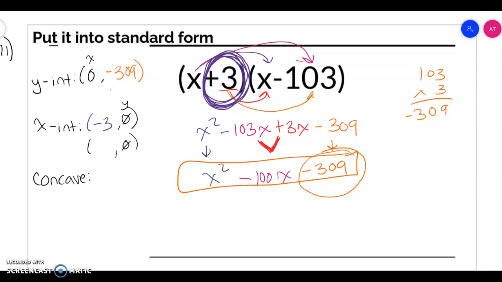So now I take the opposite of this negative 103, which is a positive 103. In order to know if it concaves up or down, I'm going to look at my x squared term. Since it's positive, it's going to concave up.